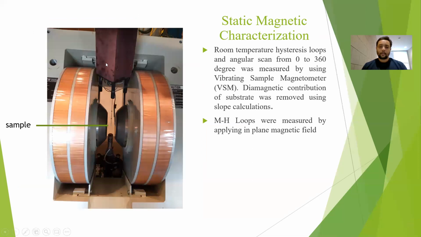So this is the VSM to measure our static magnetic characterization, and we use this probe to mount our sample. At room temperature, these angular scans are measured by using this vibrating sample magnetometer VSM device, and we can get some diamagnetic contribution using this device. So this diamagnetic contribution of the substrate was removed using slope calculation, and M-H loops were measured by applying in-plane magnetic field.